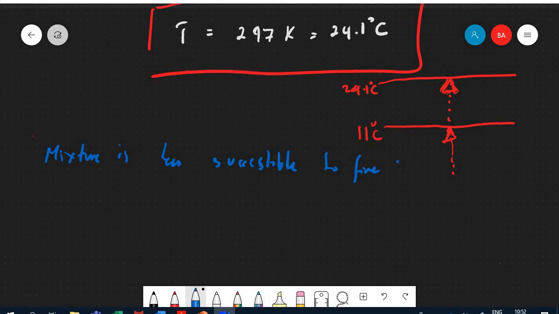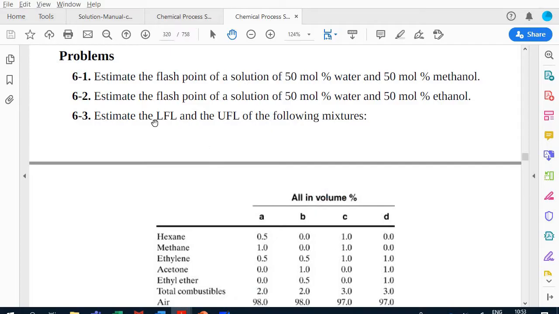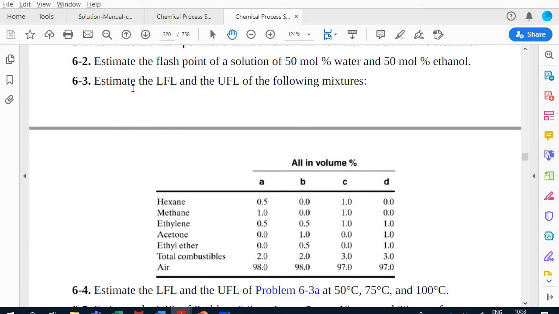I will leave 6.2 for you so that you can solve it. It is exactly the same, and I think that you already got an idea of how to solve it. Great. So let's go and solve 6.3. Now 6.3 is also another example to train yourself. So estimate the LFL and the UFL of the following mixtures. And again, what is LFL? It is the lower flammability limit, and the upper flammability limit of the following mixtures.